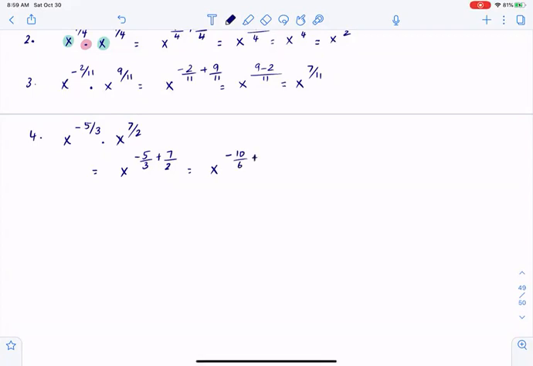Multiply and divide 7/2 by 3. 7 times 3 is 21. 2 times 3 is 6. Now we have a common denominator. 6. Numerator 21 minus 10. So x raised to 11/6.